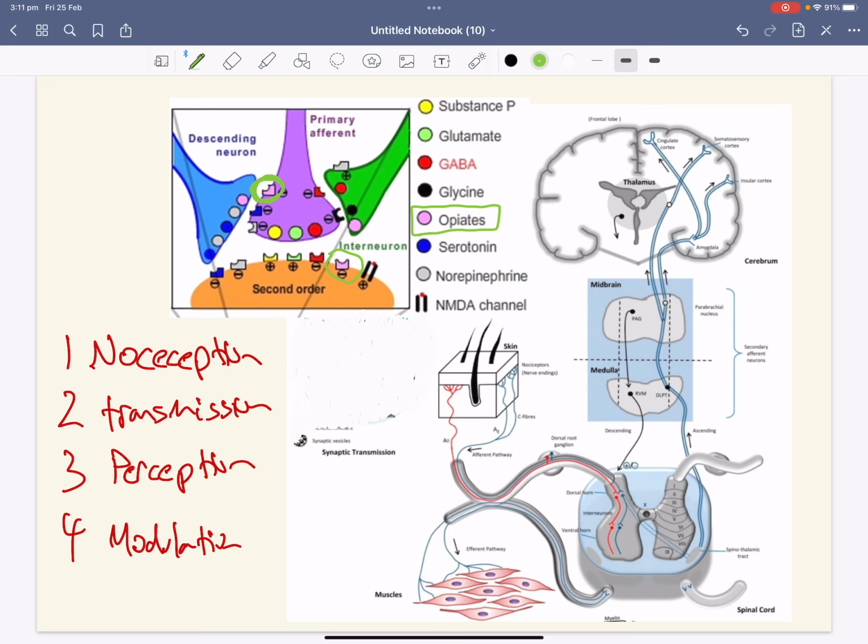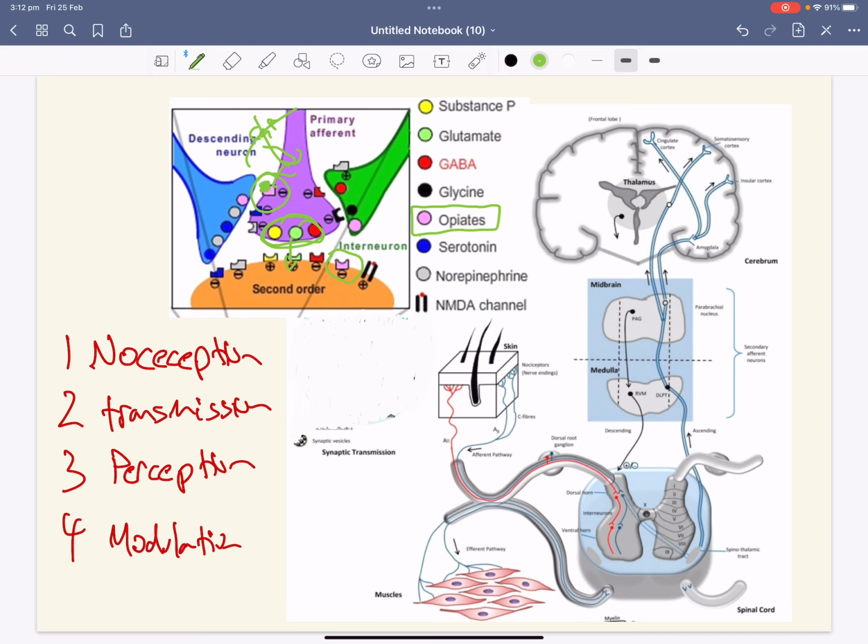And what they do, at least for this one here, I'll just remove that so you can see what I'm drawing. So this one here, by jumping on that receptor, so by putting, let's say, morphine on that receptor, what it does is it stops calcium entering this nerve. And remember, calcium, if you remember from AMP, is important to release the neurotransmitters. So without calcium, the neurotransmitters can't be released to go across to the second order neuron to send the signal on to the next neuron. So it stops that working.